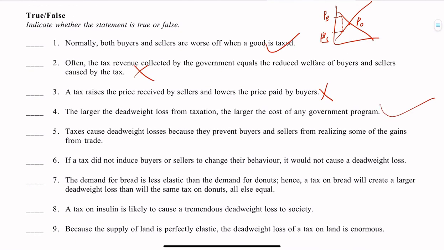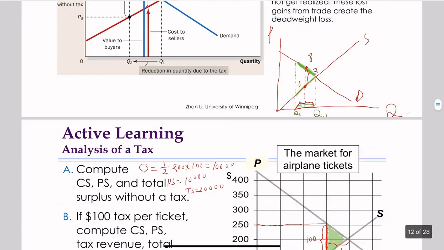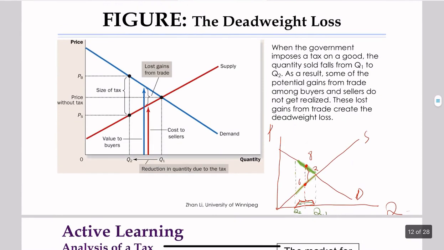Fifth, taxes cause deadweight losses because they prevent buyers and sellers from realizing some of the gains from the trade. Well, we talked about this. This is correct, right? So basically you can see that for these guys, if they can trade with each other, they will have some gains because buyers' willingness to pay is larger than sellers' cost of production. However, because of tax, they cannot trade. They will leave the market. So that will result in deadweight loss.